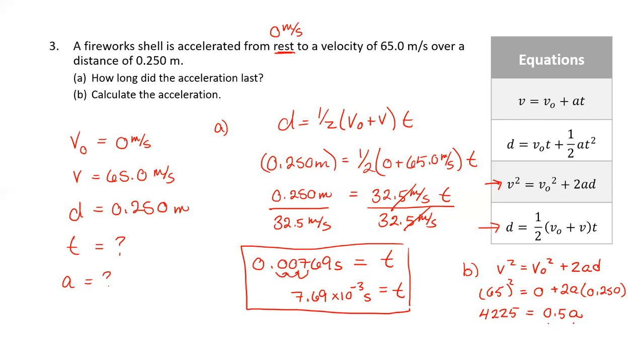And then we're going to divide both sides by 0.5. They cancel, and the acceleration is equal to 8,450 meters per second squared. That's a wildly fast acceleration. But for a small object that's being launched into the air, perhaps it's not unrealistic. It's not a question I've made up, so I don't know the specs.